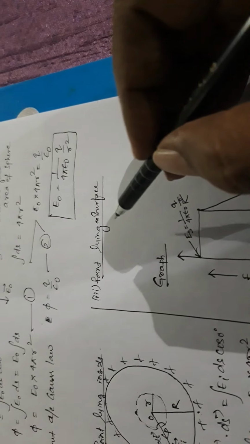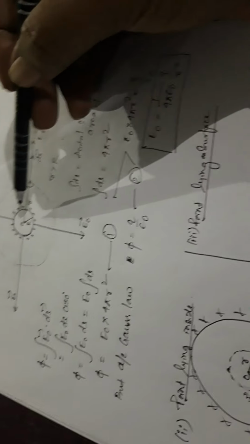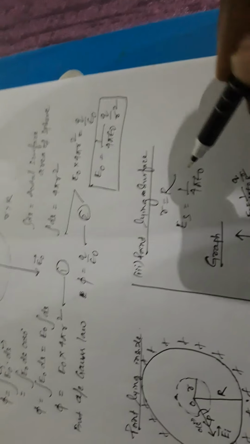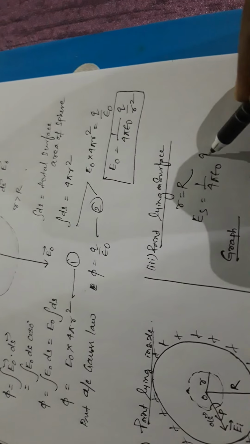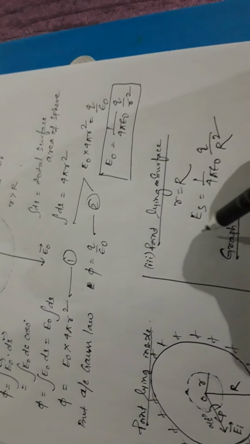Clear? Now for the surface, when you take that point P on the surface of the charged sphere, for that surface both r will be equal. So small r is equal to capital R. So ES is equal to 1 by 4 pi epsilon naught Q by small r, in place of which we will put capital R. So ES is equal to 1 by 4 pi epsilon naught Q by R square.